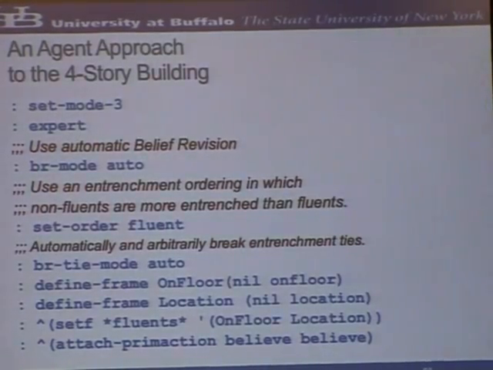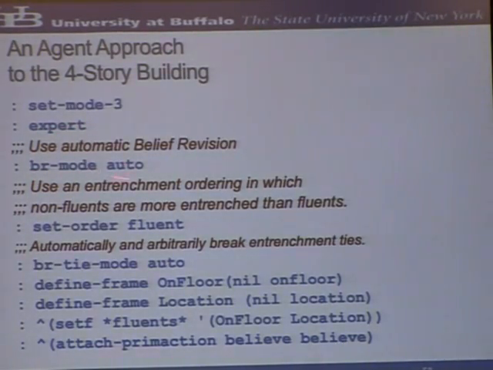Okay, so now let's see the agent approach to the four-story building. So we'll set mode 3, turn on expert mode again. And this command says, use automatic belief revision. And this says, this is the epistemic ordering function I want you to use, and we've already written that one. What this does is make a fluent less epistemically entrenched than a non-fluent. So if it's a choice between two propositions, one of them is a fluent and one of them isn't, then it will choose to disregard the fluent over disregarding the non-fluent.